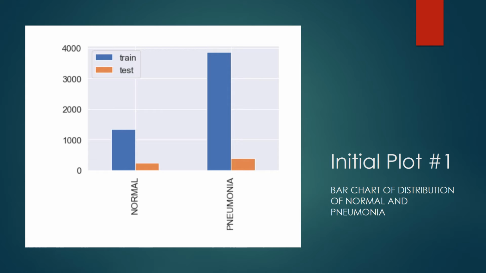In both instances, we can see that there are approximately double the amount of pneumonia images than there are normal. I'm not sure what to make of that at this point, but definitely something to consider as we move forward with this project. But it is good to know that we have a good number of both normal and pneumonia lungs.